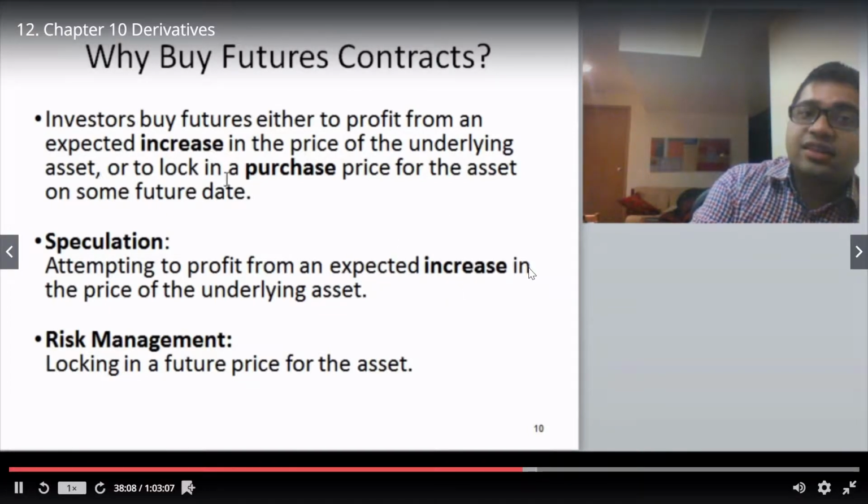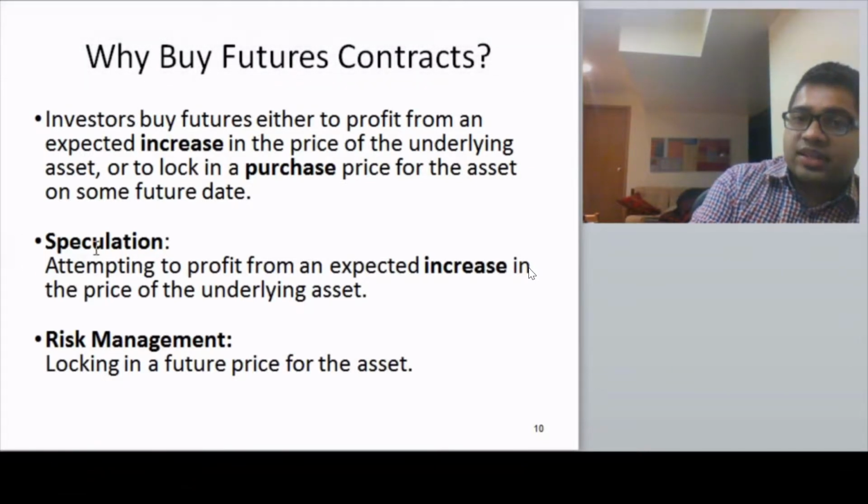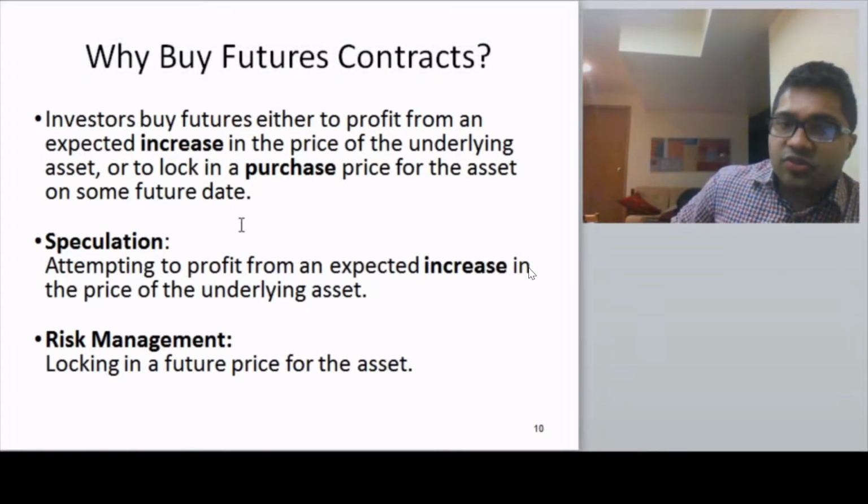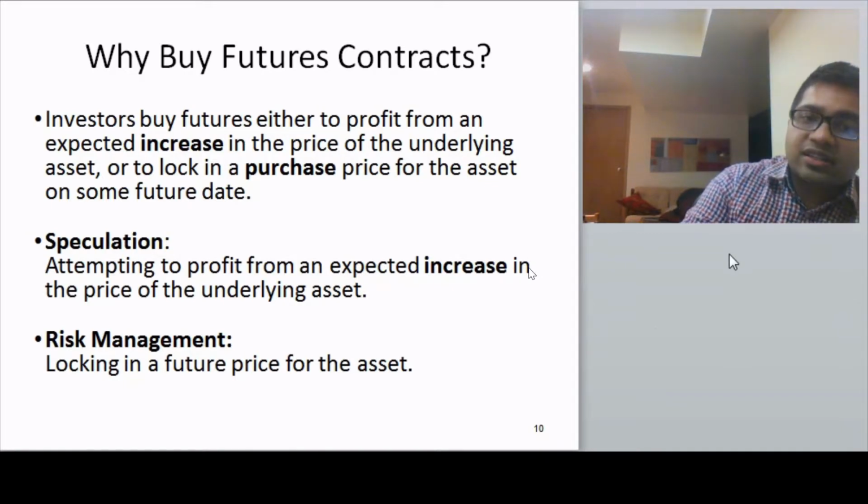The underlying asset, or to lock in a purchase price for the asset on some future date. Speculation is attempting to profit from an expected increase in the price of the underlying asset. Risk management is locking in a future price for the asset.